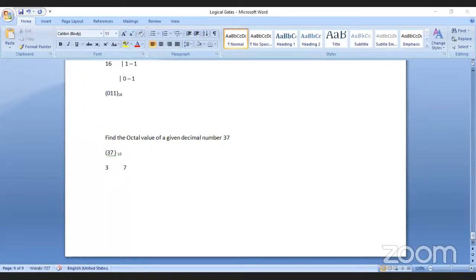Step 1, what will be step 1? Write the numbers separately. Okay, then this is 10 power 0.